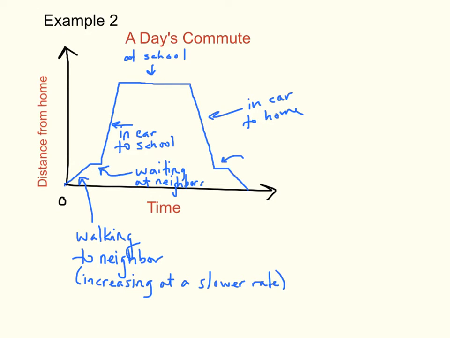Then, at neighbor's house again, and here, he then walks to his house. Now, to be more precise, you should probably in each of the car sections, put increases at a fast rate and then decreases at a fast rate. Here you could say decreasing at a slower rate because he's walking.